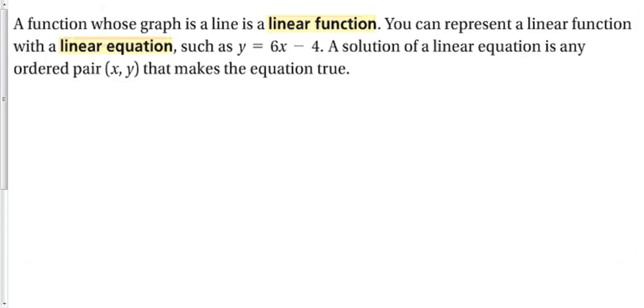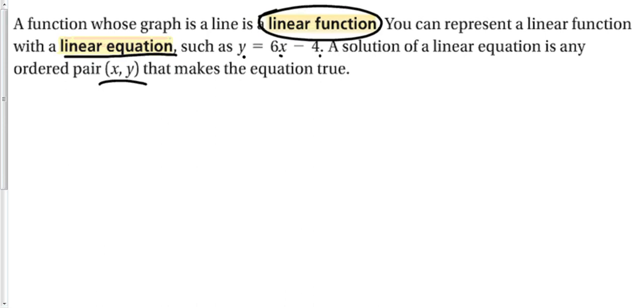So now let's get into lines. A function whose graph is a line is called a linear function. This is just any function whose graph is a line. And we can represent a linear function using a linear equation, like y is equal to 6x minus 4. And the solution, the ordered pair x comma y that we can plug into that equation, is something that would make that equation true. That would be the solution to this particular linear equation.